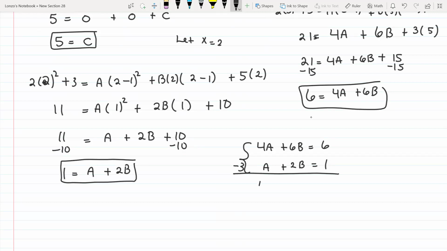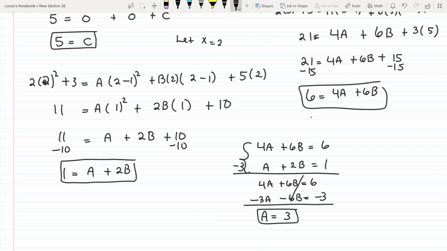So the first one stays the same. The second one, you do have to distribute that -3. So that's -3a, -6b is -3. These cancel. 4a minus 3a is a, and then 6 minus 3 is 3. Okay, so my a value is 3.